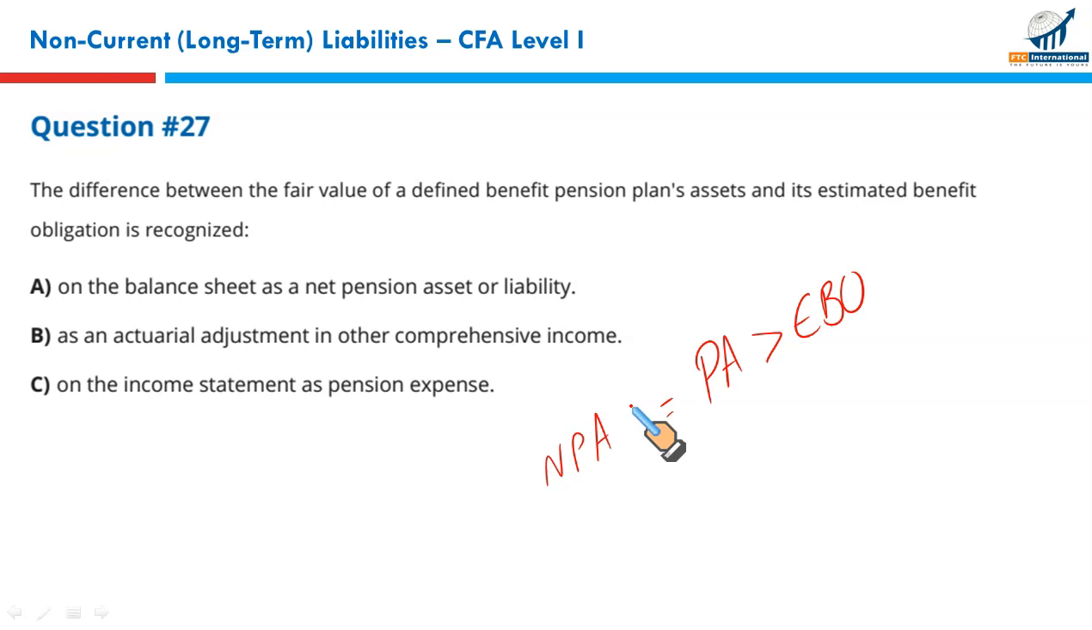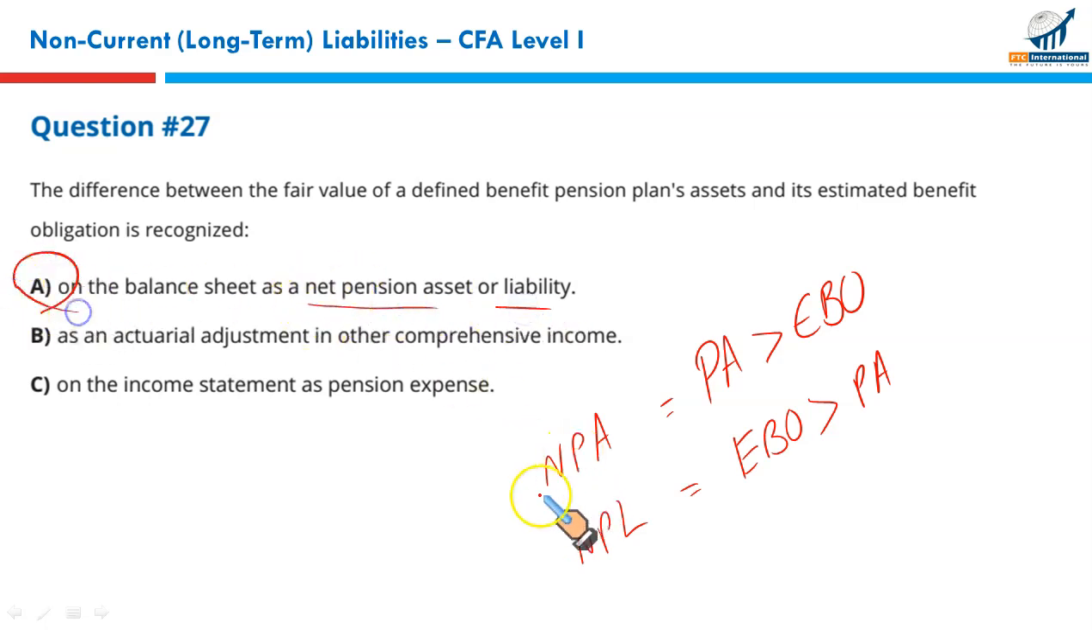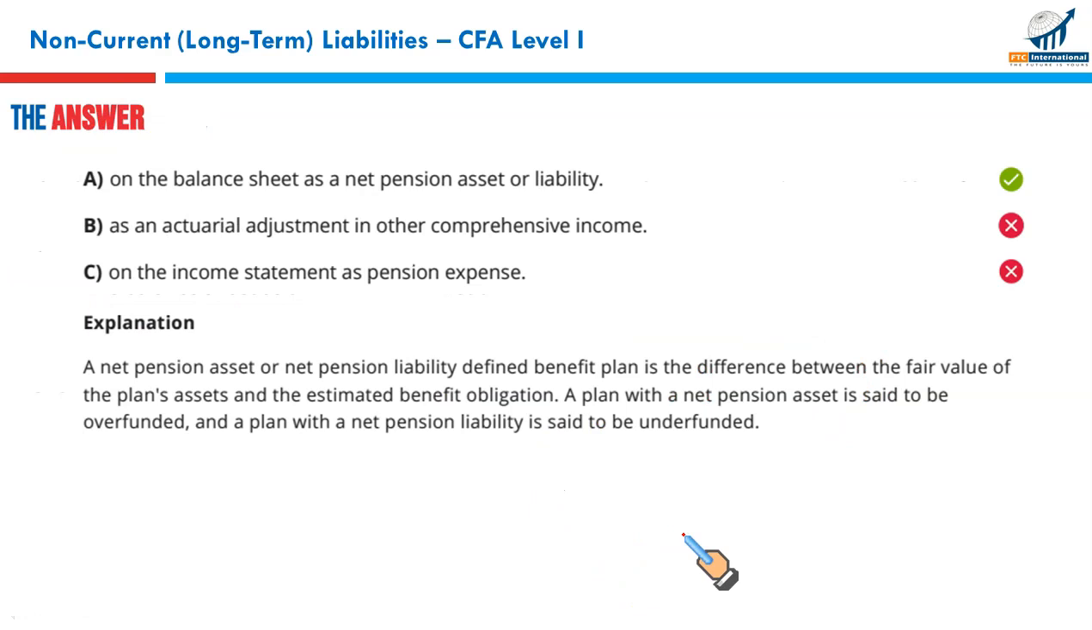In this case, it is said to be overfunded. A plan with net pension assets is said to be overfunded. Conversely speaking, if the estimated benefit obligation is greater than the pension assets, in this case, it's a net pension liability. So we can say a plan with a net pension liability is said to be underfunded. So it is either a net pension asset or a liability. So that makes A the correct option.